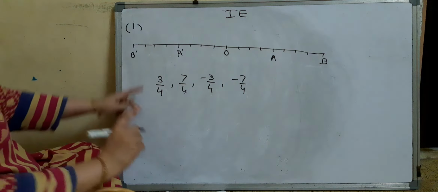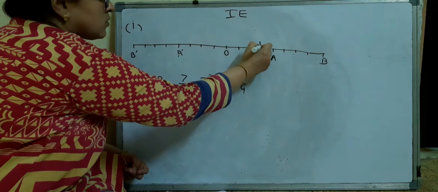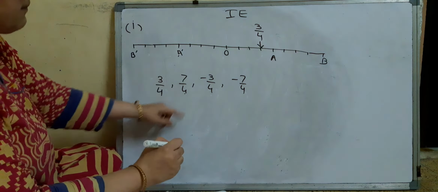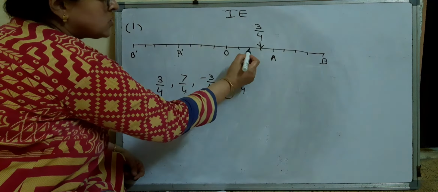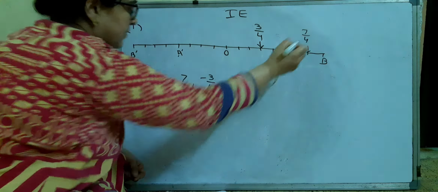Now the first number is 3 upon 4. So count here, 1, 2, 3. So the first number is 3 upon 4. Second is 7 upon 4. Count from here, 1, 2, 3, 4, 5, 6, 7. This is 7 upon 4.